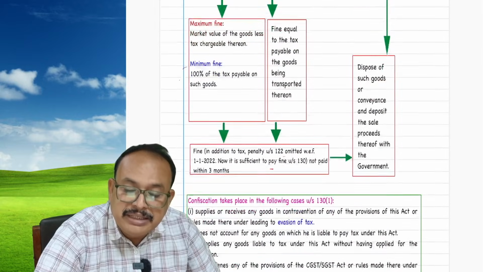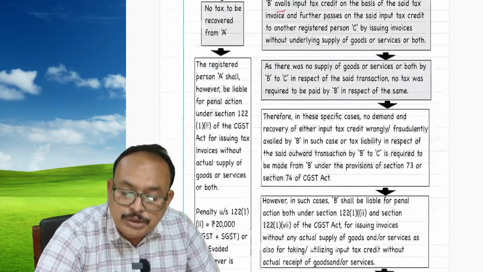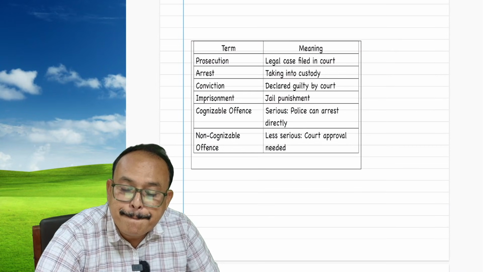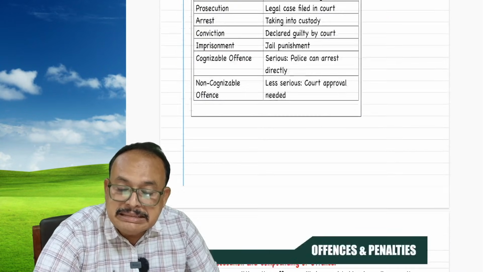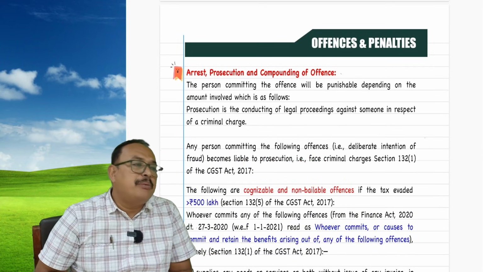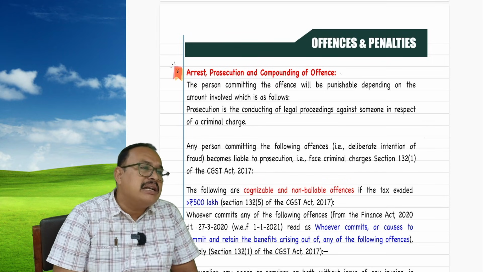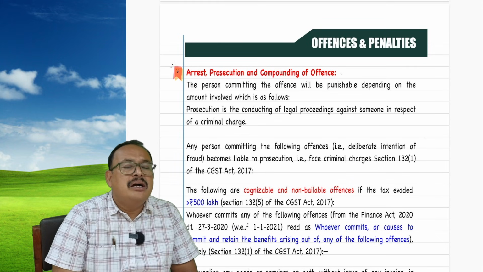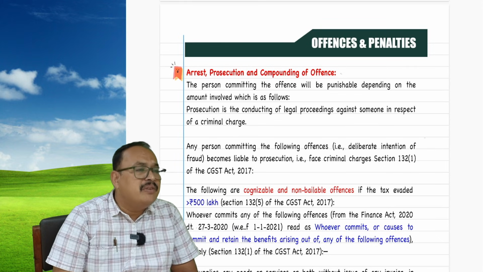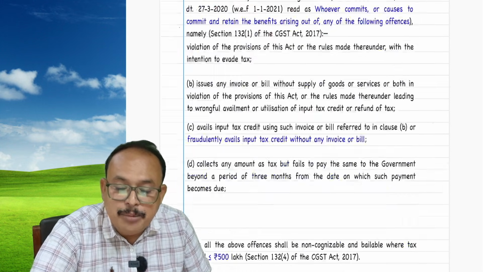Section 130 is covered here. Then furthermore, moving on to section 132. When we talk about 132, it belongs to the provisions of prosecution, offence, bailable, non-bailable, arrest. If the arrested person is convicted, then imprisonment will come.